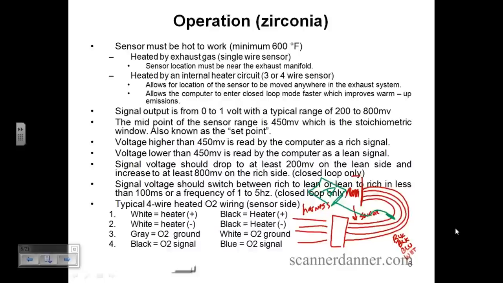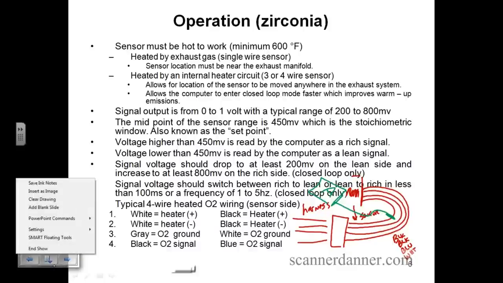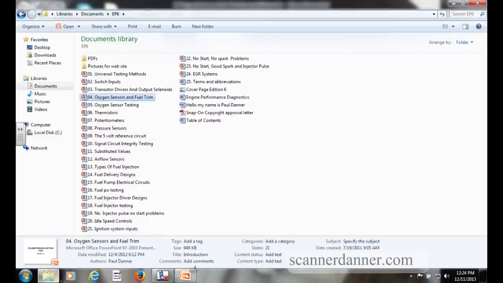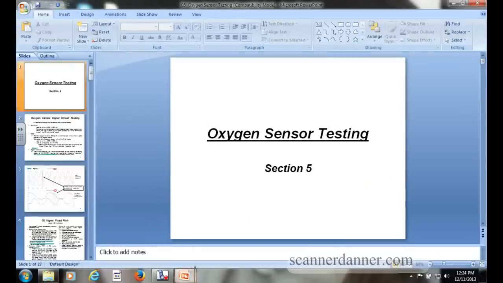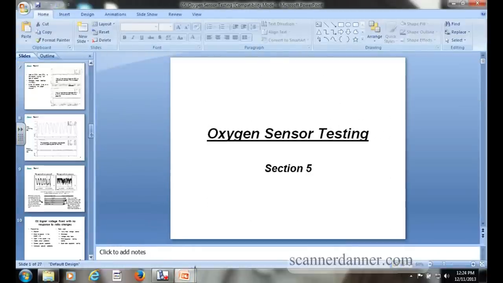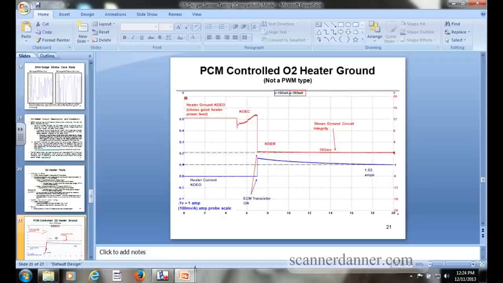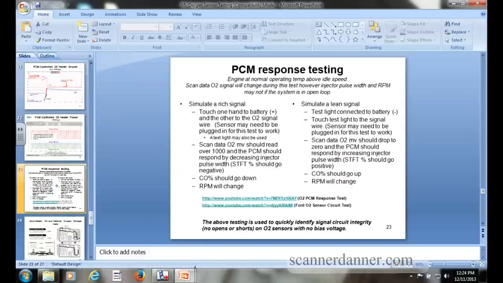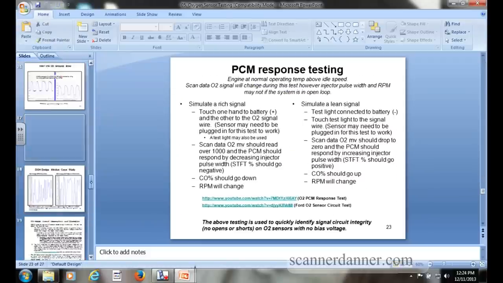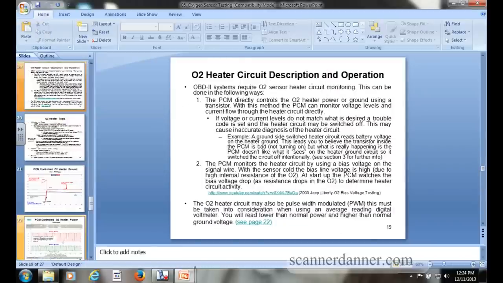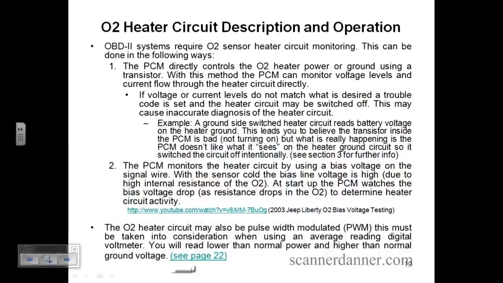A little bit further into this, because we have a heated O2 code and a heater circuit problem, if we end this and go to section 5 real quick, in section 5 I have some heater circuit tests, and this would start on page 19. The cool part about this is some of the info in here relates to section 3, which we just finished, which is power and ground side switching. Guess what? That's what we do to O2 heater circuits.